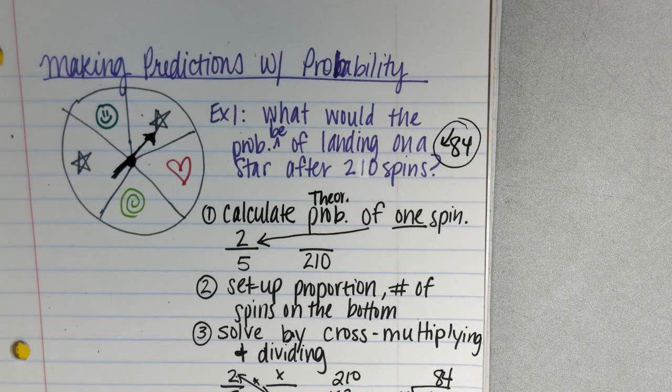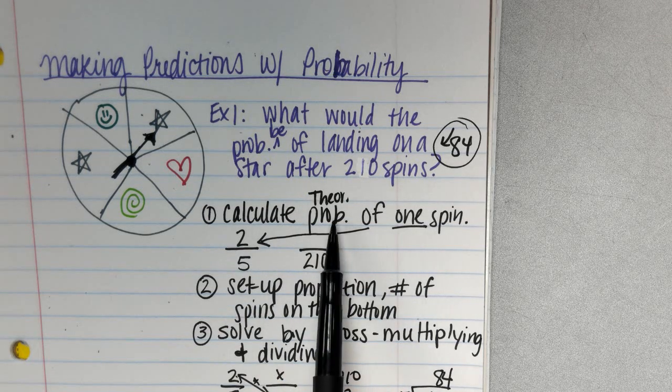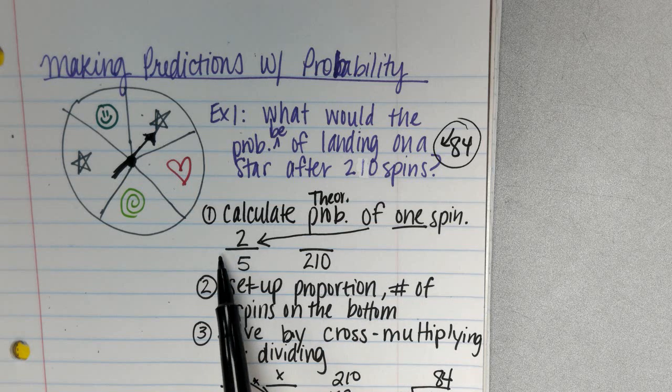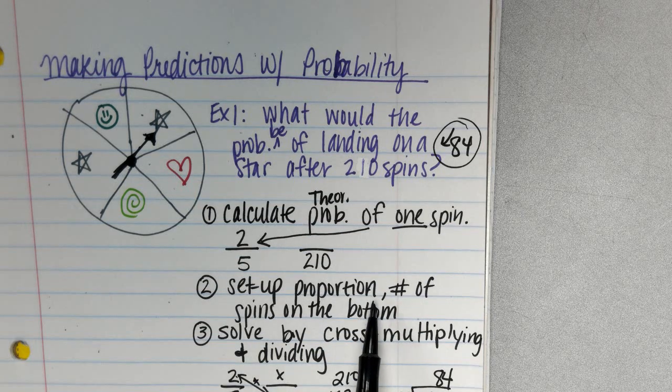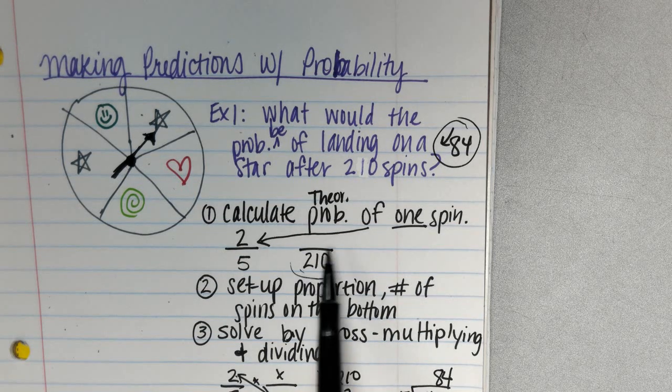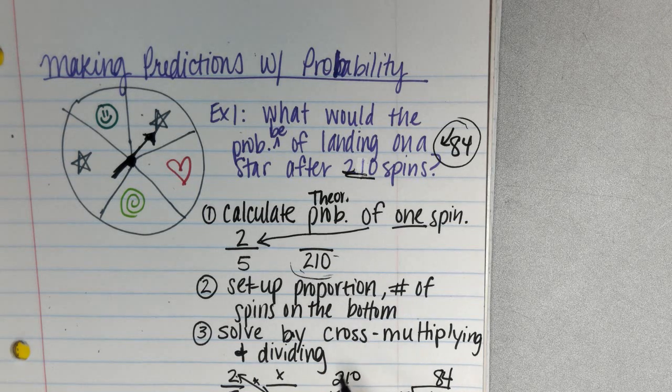So that's what you have to do. Let's go through the steps again. We are going to set up 2 proportions. Well, you calculate the theoretical probability of the 1 spin first, and then you're going to set up your proportion, put the new number of spins that you're trying to figure out on the bottom of the new ratio, and then solve by cross multiplying and then dividing.